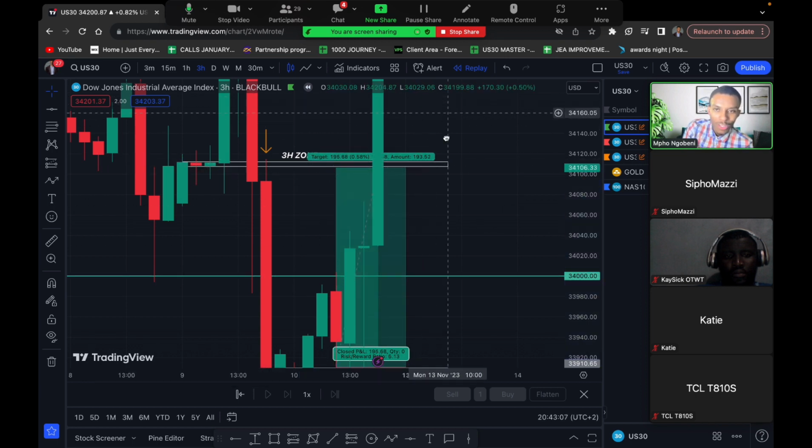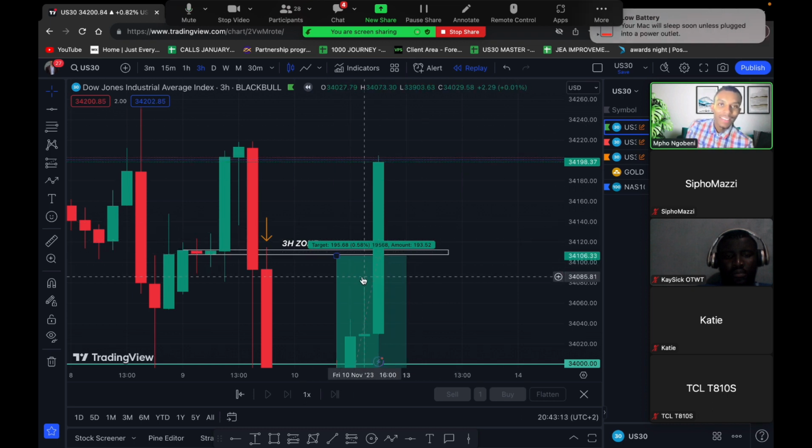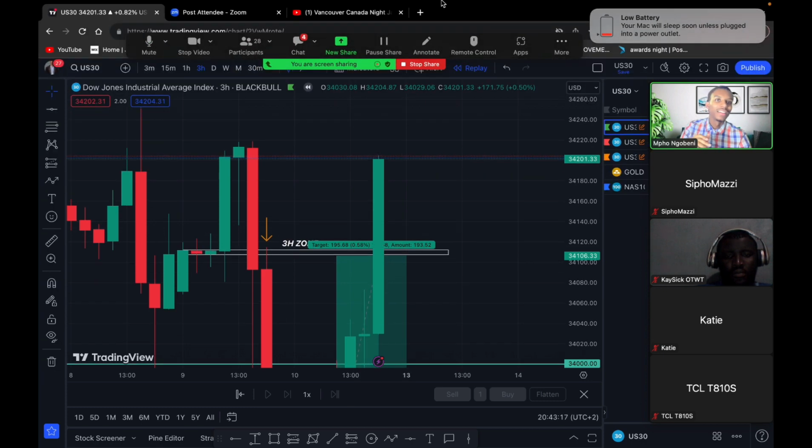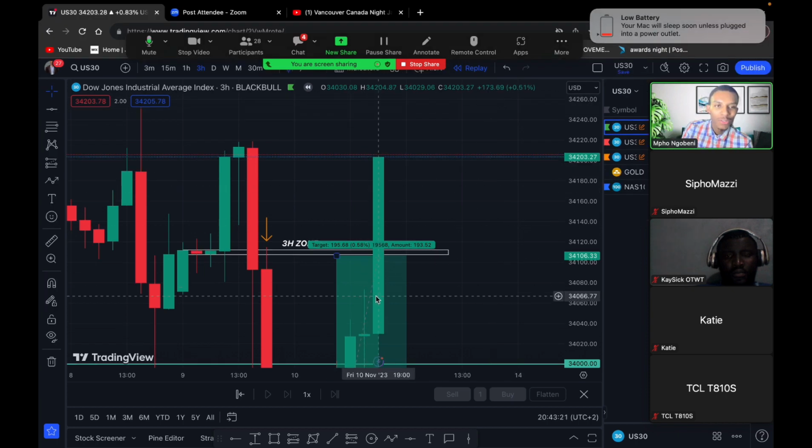As you can see, we broke here, so hoping maybe for a retest back there at the zone. So that's the 3-hour zone.